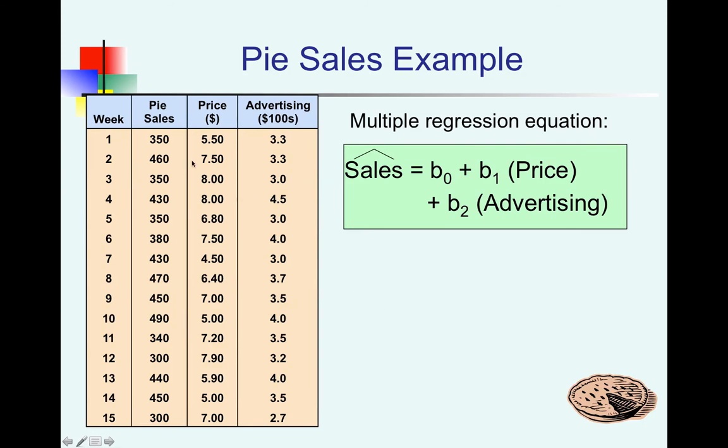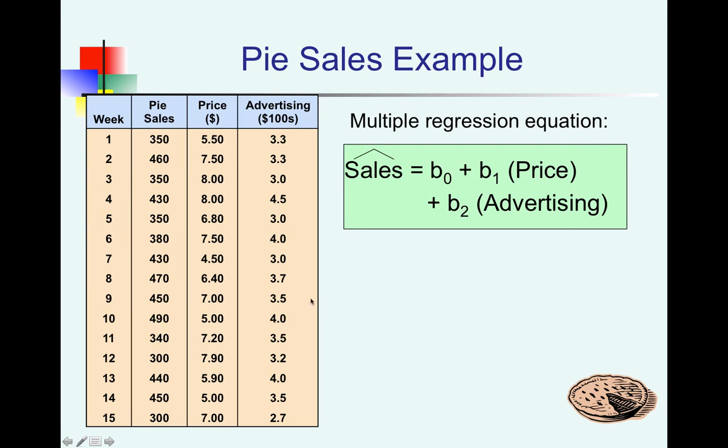So let's assume that we have this time series data from week 1 through week 15, and we count how many pies we've sold, and we look at what our selling price was, and we look at how much we spend in hundreds of dollars on advertising.